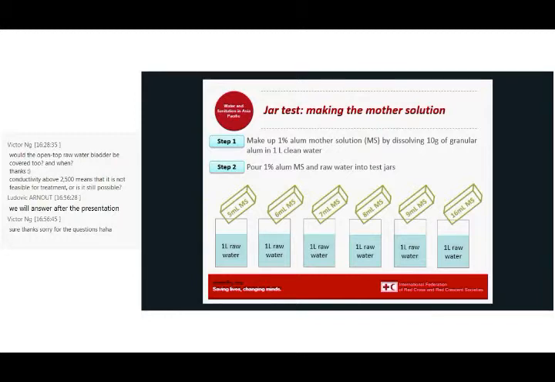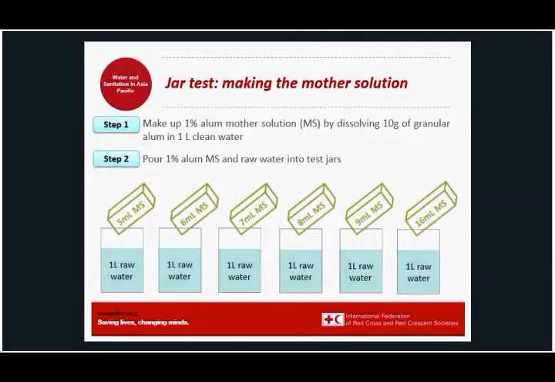So in order to do this, initially we would make a mother solution. So that's step 1, is to make a mother solution, and we would dissolve 10 grams of granular alum in 1 litre of clean water, and that creates what we call a 1% mother solution. We then pour a certain amount of the mother solution into 1 litre jars with water, with 1 litre of water in each, and we would have a series of these jars lined up. So you can see here in the presentation we have 6 jars, and we would add into the first jar 5 millilitres of the mother solution, and in the second jar 6 millilitres. The last jar we would add 16 millilitres of the mother solution.